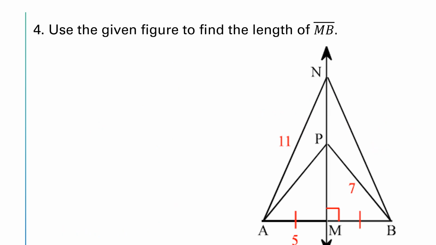All right, and then our last problem here says use the given figure to find the length of the line segment MB. This actually is a perpendicular bisector. I see that, let me change over to my laser pointer. NM is a perpendicular bisector. You can see that it splits AB into two equal chunks, and it forms a right angle. This is asking me to find the length of MB. Well, it's got it marked here as being congruent to AM, so I know that MB must be 5.